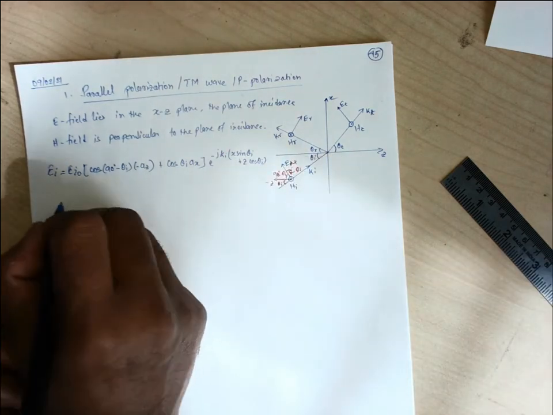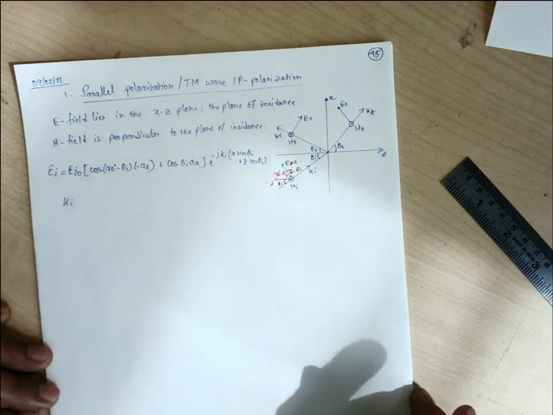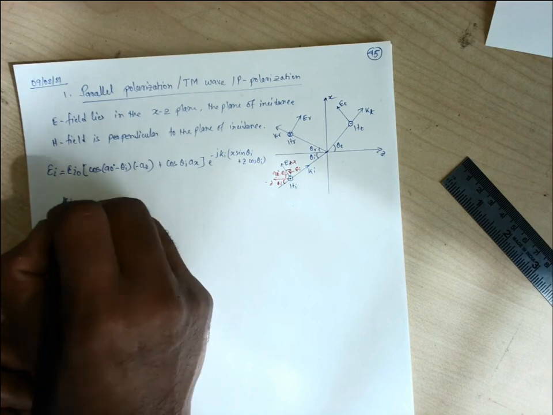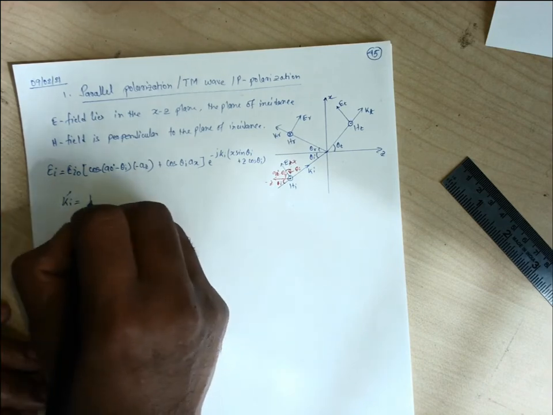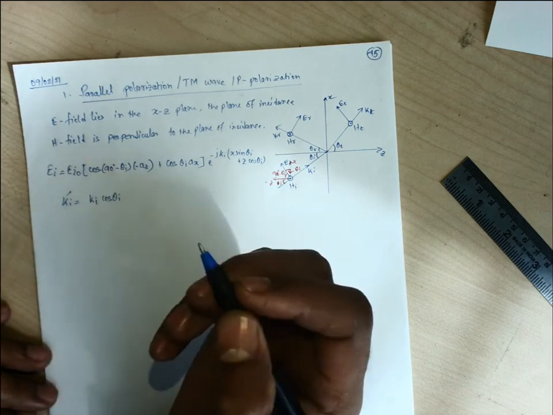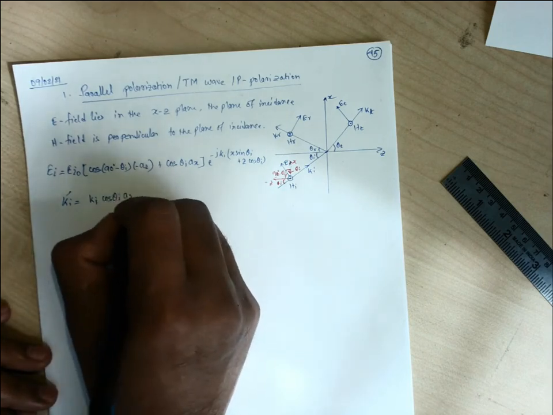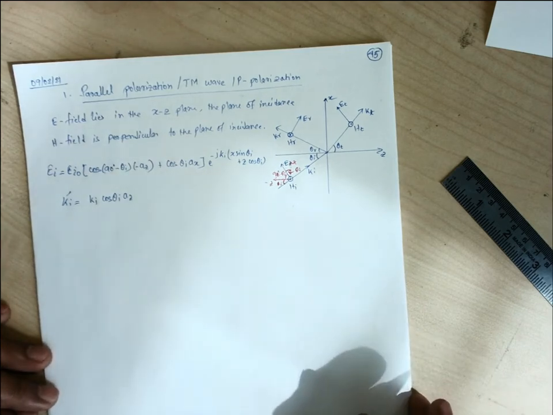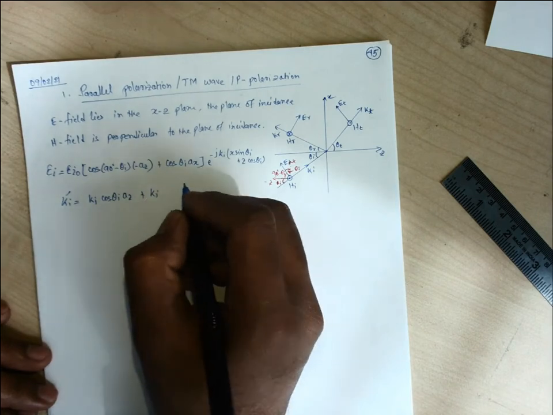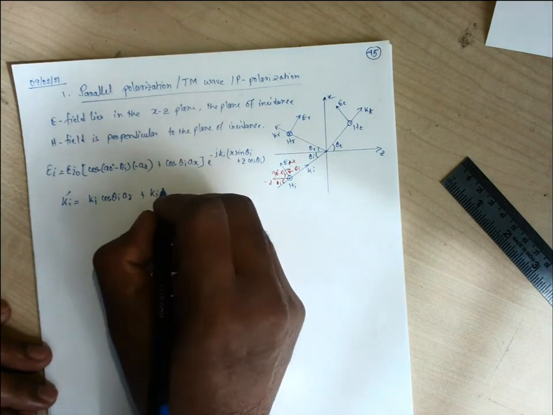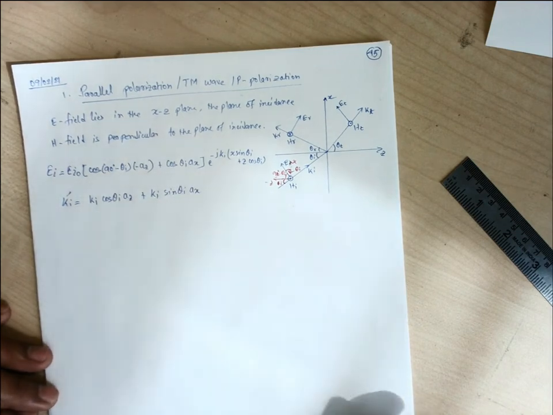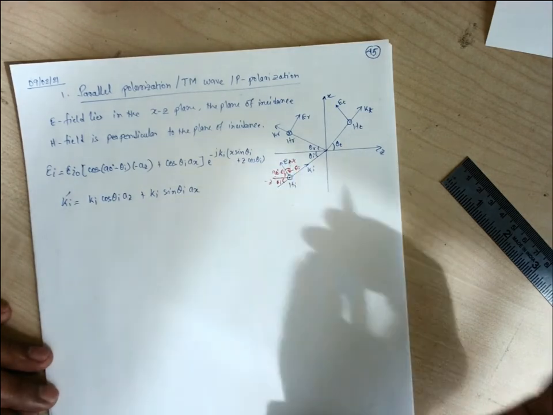So what is this incidence propagation vector? Let us consider it is prime. So it is ki cos theta I along az plus ki sin theta I along ax. We have been writing with respect to this ki.